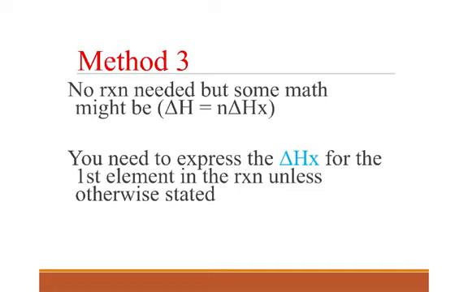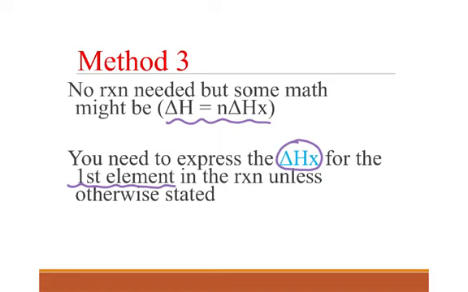The third method is a little bit tricky, and it's not tricky insofar that it's a lot of math, but it's different from the first 2, and that's why it always gets mixed up. So really, you don't need to do a lot of math because the math is easy, but it's based on this formula for enthalpy, which we've already seen. Method 3 is asking us to express a delta Hx, so a molar enthalpy, for the first element in the reaction unless otherwise stated.